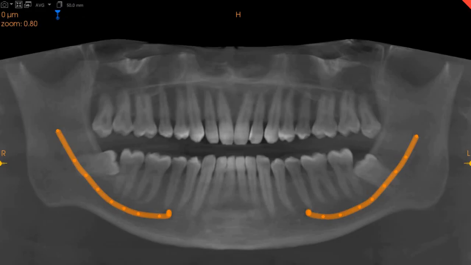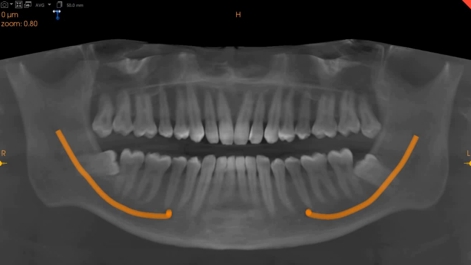Now, this is the panoramic view. On the panoramic view, you can very clearly see that the lower right wisdom tooth is horizontally impacted and associated with the nerve, and the upper right wisdom tooth is over erupted. Now, you can see a slight radiolucency around it.